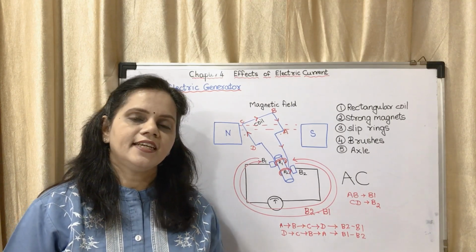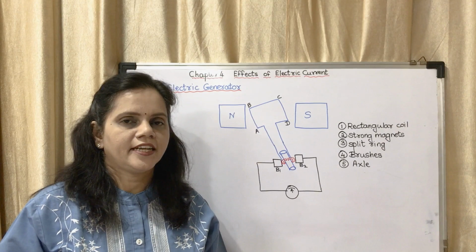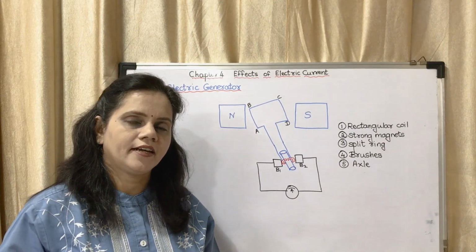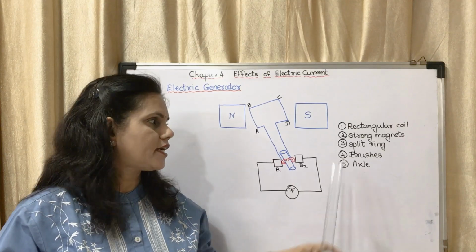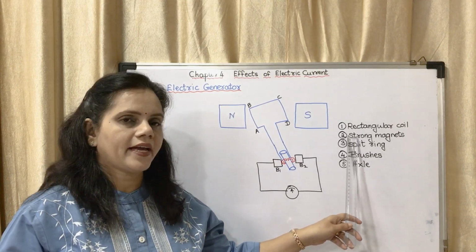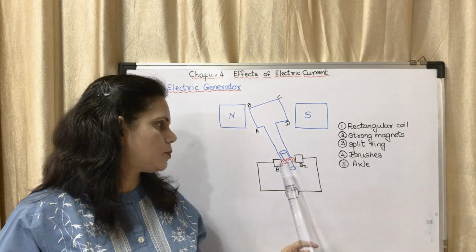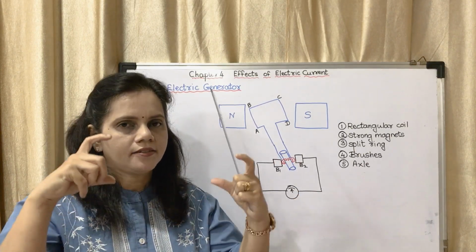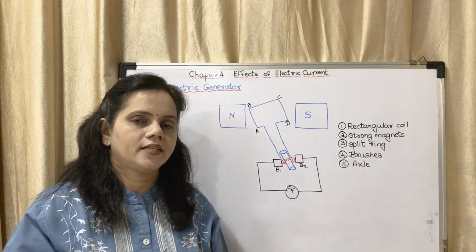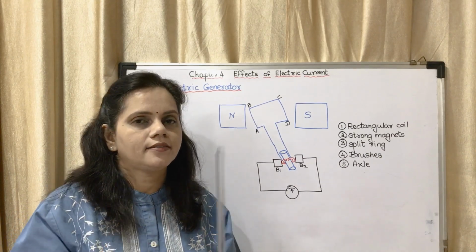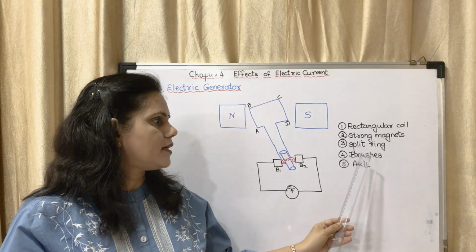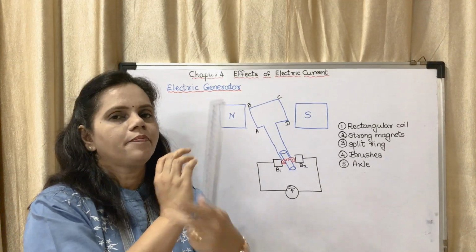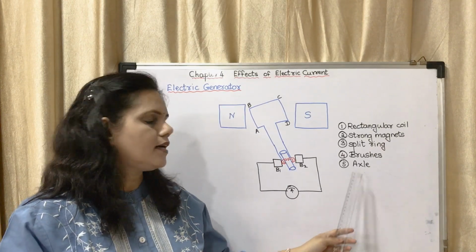Now we will see the DC generator. What are the parts of a DC generator? Again, it has a rectangular coil, strong magnets, and split rings. Split rings means half C, half C. I am telling it repeatedly so that you might remember. Then there are brushes, which are in contact with the split rings, and the axle.